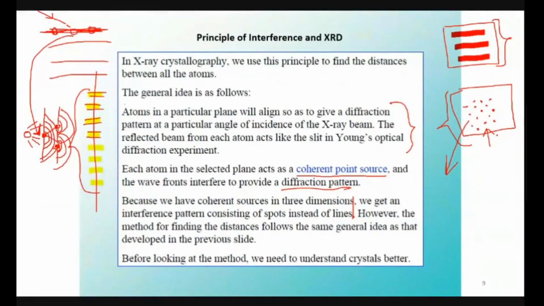So the formula is fixed. Now, what is remaining? Measuring the distance between these dots. So they will measure the distances between the dots, put those values in the formula, and they will calculate exactly what is the distance between the individual atoms within the crystal.